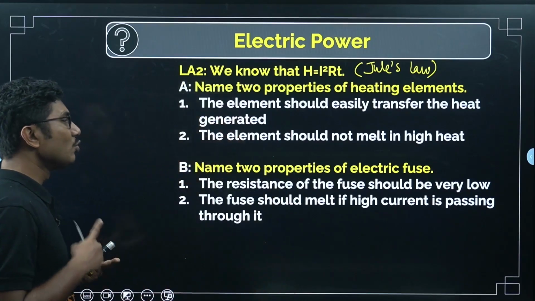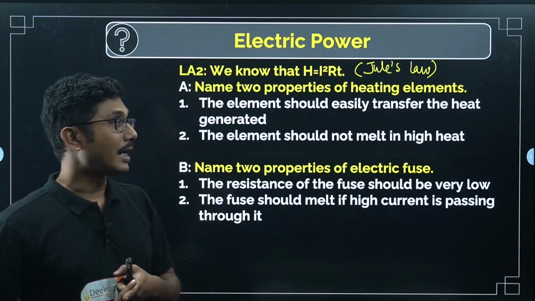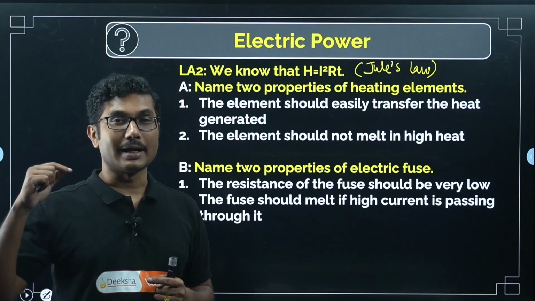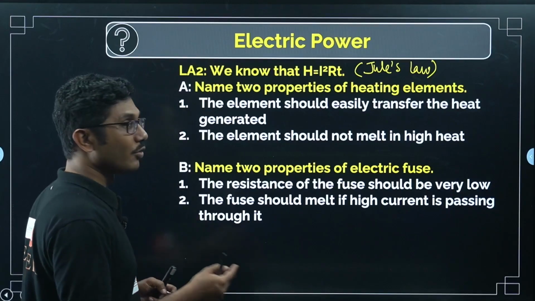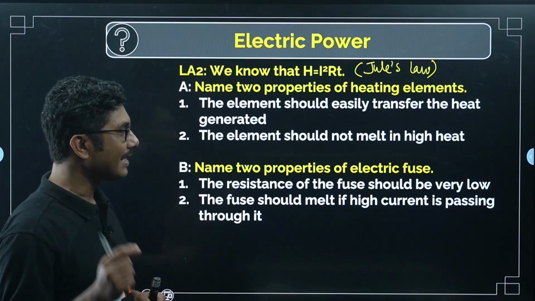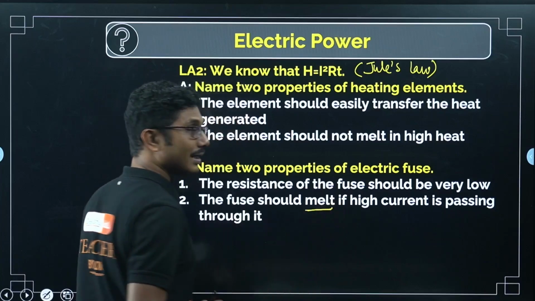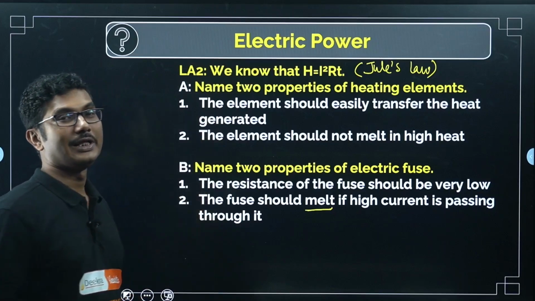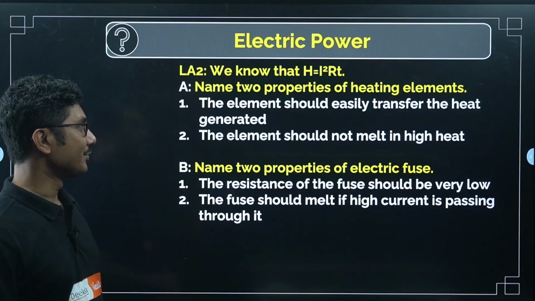Next is name 2 properties of an electric fuse. An electric fuse is almost contrasting to that of heating elements. First of all, the resistance of the fuse should be very low. If the current is passing beyond the limit that is specified, it should get a very high current through it. The fuse should melt if high current is passing through it. So if the heat is generated, it should melt. In case of a heating element, they should not melt. In case of a fuse, they should melt. This is the basic difference between a heating element and an electric fuse.